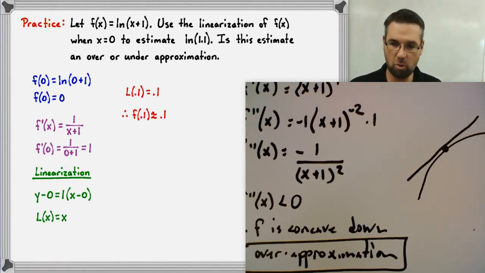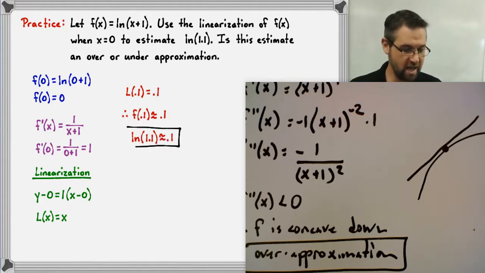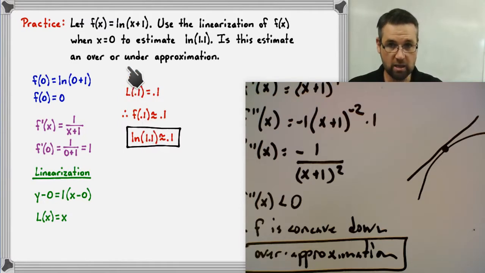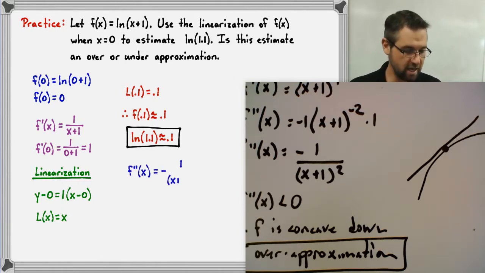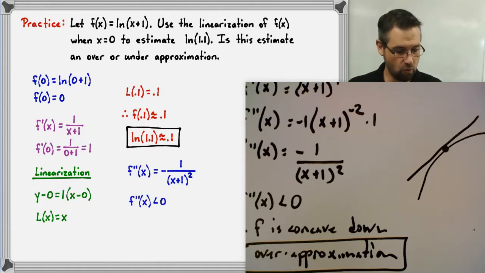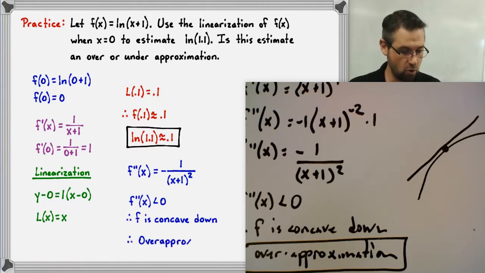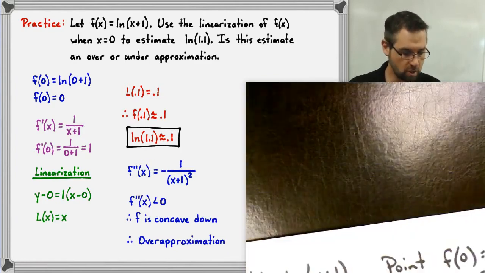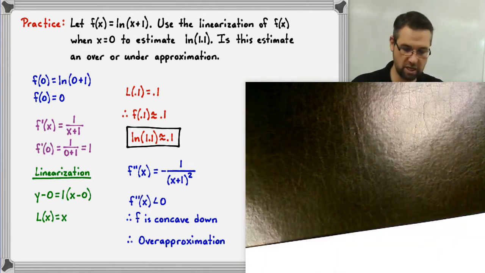And therefore, we could say f of 0.1 is approximately 0.1, which means the natural log of 1.1 is approximately 0.1. Again, because when I plug in 0.1, I get the natural log of 1.1. If I were to plug in 1.1, I would be finding the natural log of 2.1, and that's not what I was looking for. So the natural log of 1.1 is approximately 0.1. We take our second derivative, which we noticed is always going to be negative, and therefore the function's concave down. And since it's concave down, we're going to end up with an over approximation. All right, so that's a good example of linearization there.